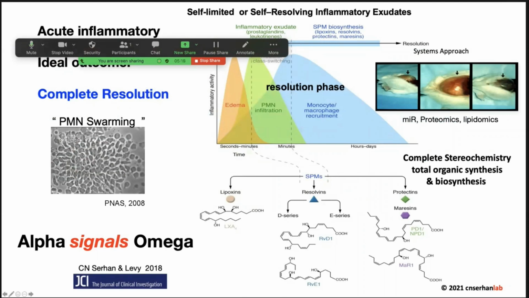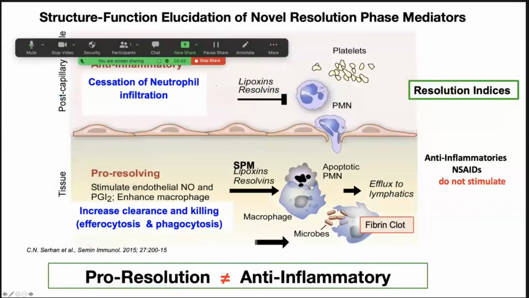And for the systems approach, we used collection of pus, if you will, to interrogate on the back of mice initially. And it's within this time frame that we saw what we called lipid-mediated class switching, where the SPMs are turned on, first the lipoxins, and then the resolvins, protectins, and maresins. So the beginning signals the end.